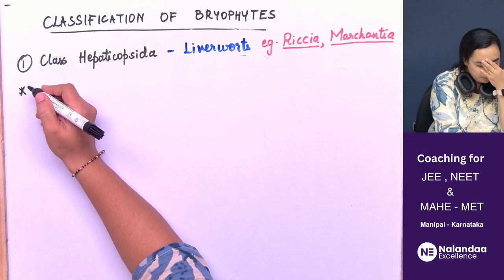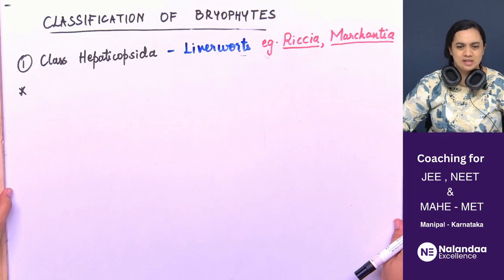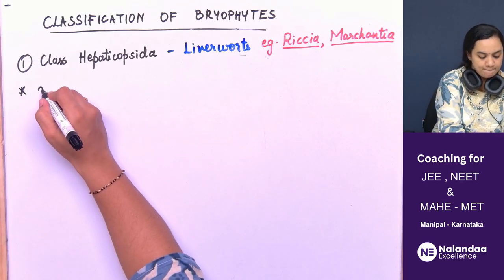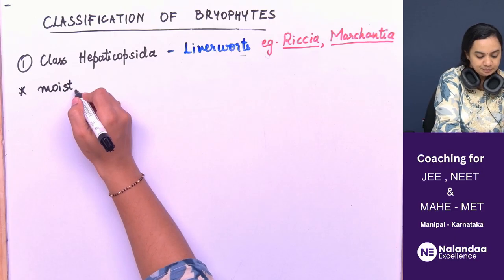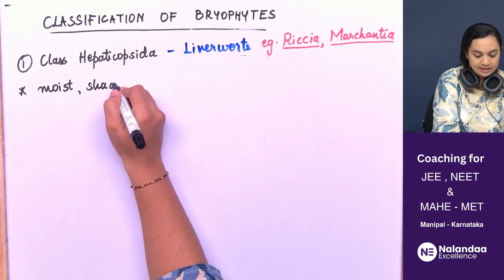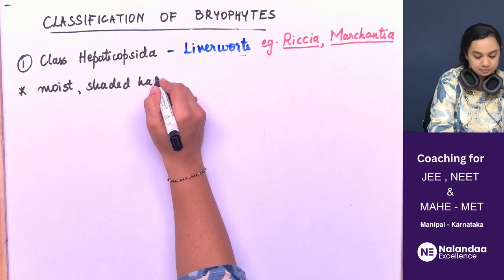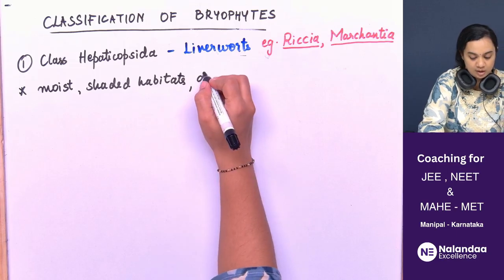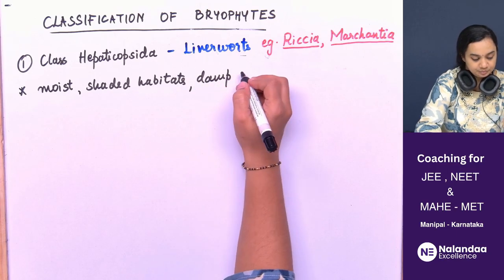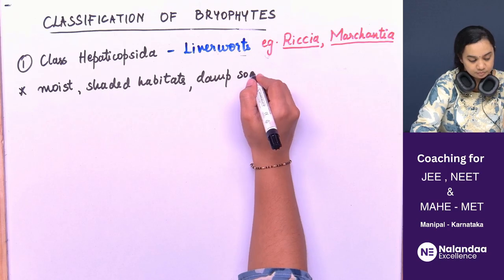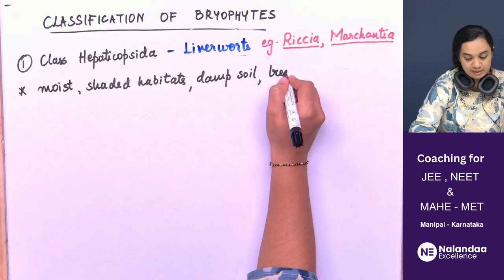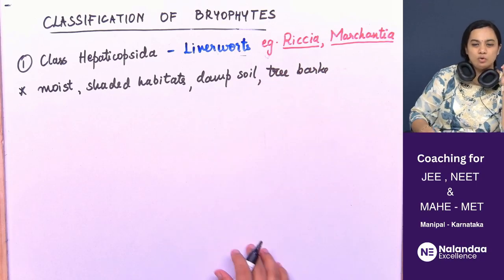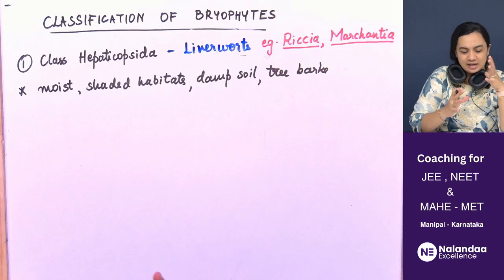The place where they are normally found is the same as where you will normally find bryophytes. They usually grow in moist, shaded habitats, damp soil, damp tree barks, and usually on compound walls, anywhere where there is a damp environment.